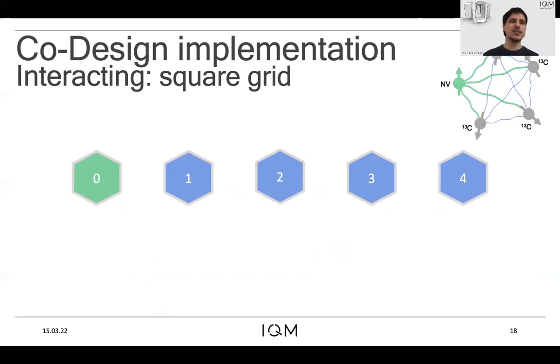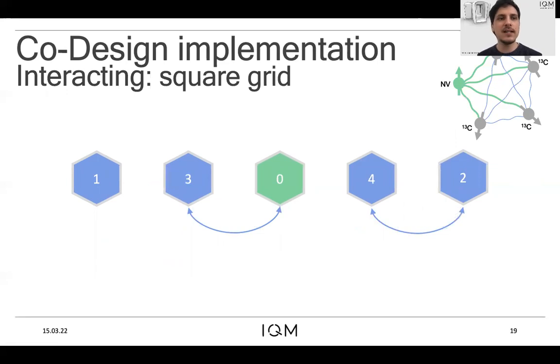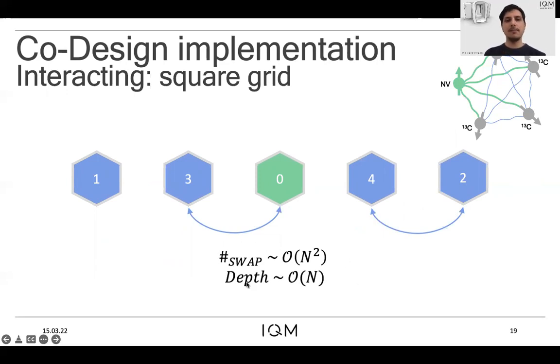But now let's focus also on the interacting case, where we have an all-to-all simulation. So for the square grid, let's use the odd-even sorting that starts with doing all the neighboring interactions between qubits. Then we can just swap around the odd qubits with the ones on the right. And now we can perform again all the neighboring interactions and again swap around, but now the even qubits with the ones on the right. If we keep doing this, we will find the desired interactions have been performed in a quadratic number of swaps and in a linear depth.